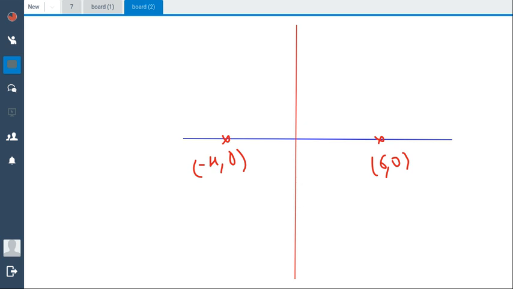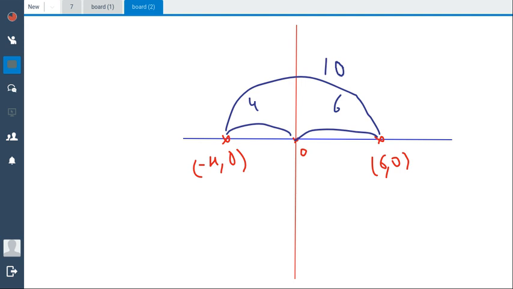So here the center is 0. The center is denoted with the letter O. I want to find out the distances. You can see from here to here the distance is 4 units, and from here to here the distance is 6 units. Then automatically the total distance between these 2 points is 10 units.